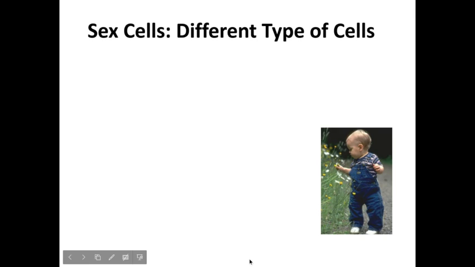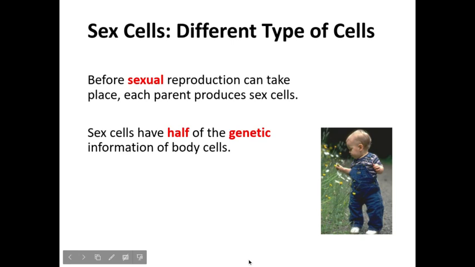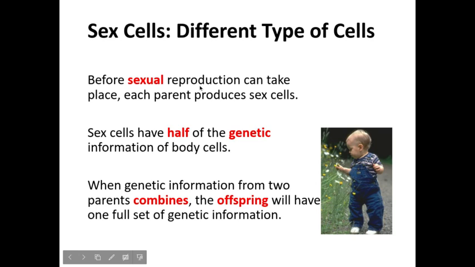Okay, sex cells. These are different types of cells. Before sexual reproduction can take place, each parent produces sex cells. Sex cells have half the genetic information of body cells. Overall, with humans, we have 46 chromosomes altogether. You get half of those from your mommy, and half from your daddy. Half of 46 is 23, so you get 23 from mom and 23 from dad. When this genetic information from the two parents combines, the offspring will have one full set of genetic information.